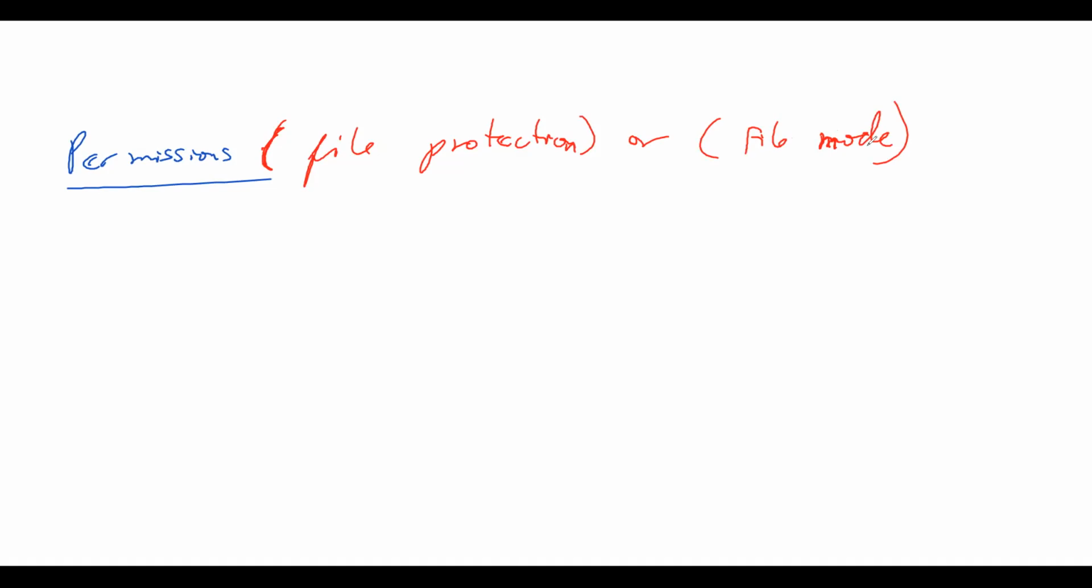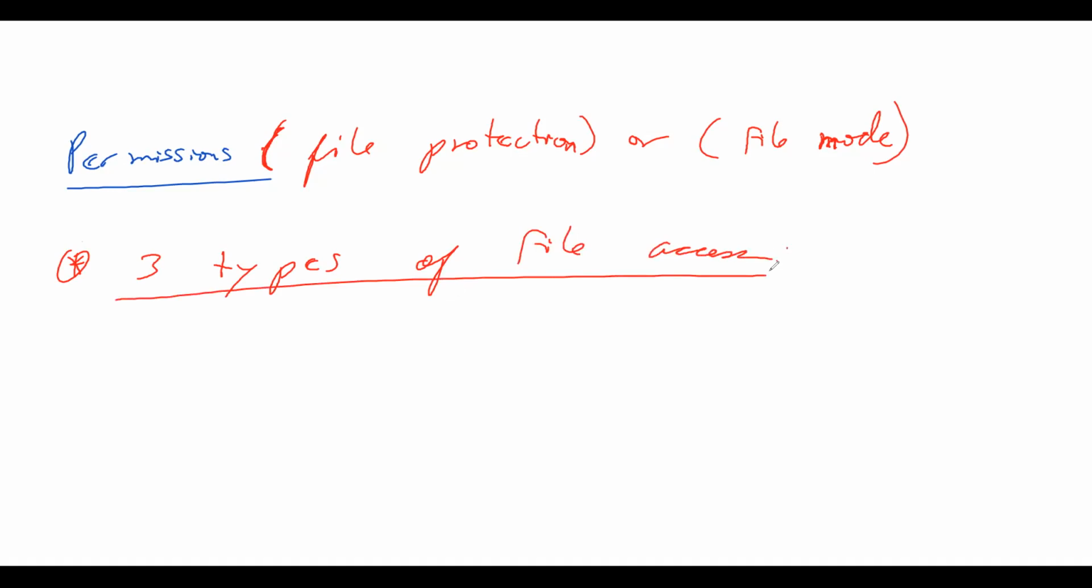So you probably have seen this before. There are 3 types of file access. There's technically a 4th one, but let's just start with the 3 basic ones. So there are the 3 types of file access. Can anyone name them? What are the 3 types of file access? Read, write, and execute. Right. Very good. So read, write, and execute.